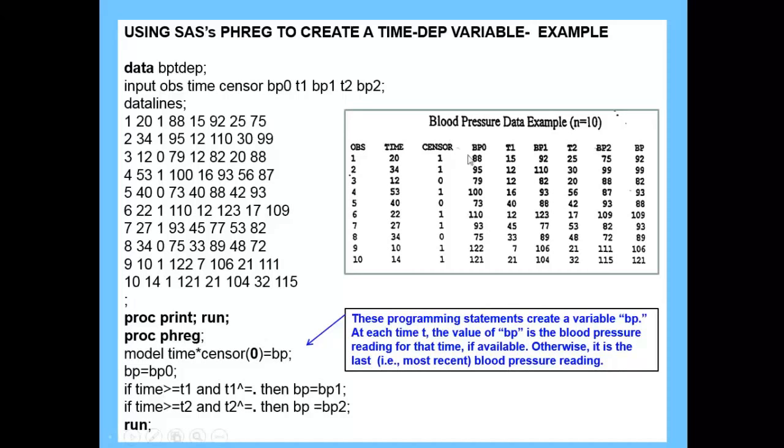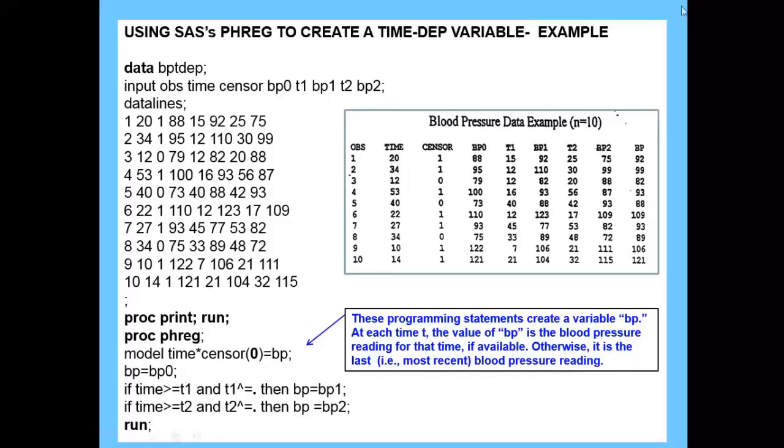Okay, so what about BP0? What does this 88 mean? What do you think we're talking about? Systolic or diastolic? Well, I'm not sure. Let's assume it's diastolic, because it's lower. So 88, what does that mean? On person 1, their initial blood pressure, when you first looked at them, was 88. That's their diastolic blood pressure reading.